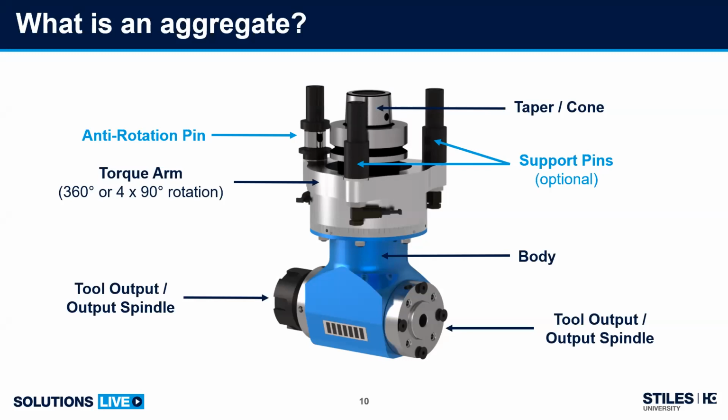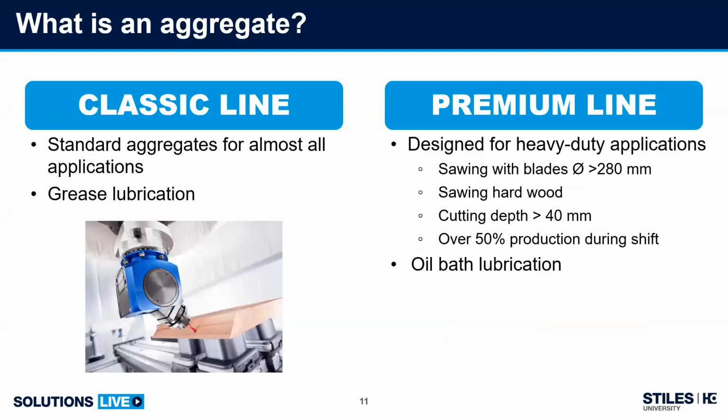So just a quick rundown on the aggregate terminology and breakdown for you there. Furthermore, some of the terms that you'll see as we go, and that you'll get familiar with if you work with Benz, are the classic line and the premium line. What these are essentially are lubrication lines, or you could call them a standard duty to a heavier duty. Our classic line, which is the majority of the aggregates that we have out in the field, would be a grease lubrication. And we have standard aggregates in that for nearly every application.